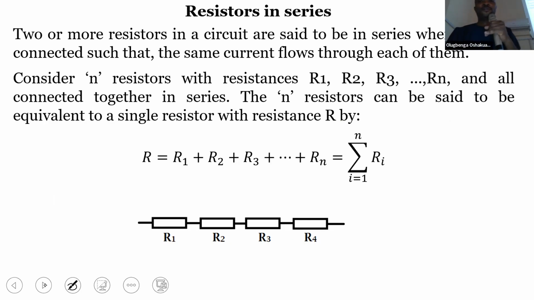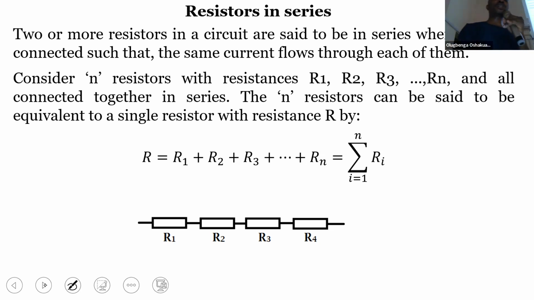So we can have resistors connected in series and parallel, just like we did in capacitors. And there are still some basic rules that you must have at the back of your mind. Number one is that when circuit elements are connected in series, the same current flows through them.